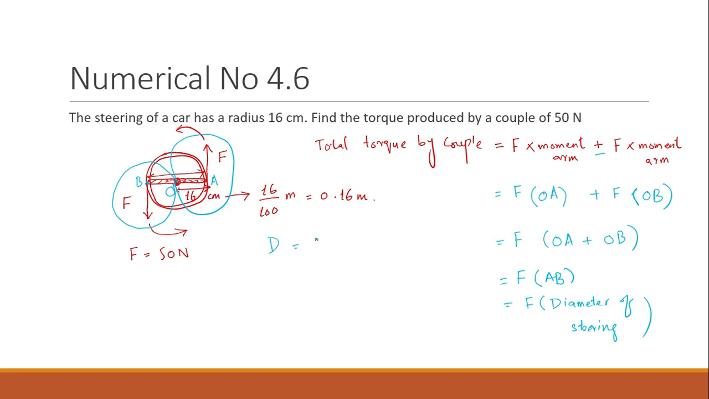Diameter is equal to 2 times the radius, so 2 multiplied by 0.16 meter is 0.32 meters. Now by putting the values here, F is equal to 50 Newton and the diameter of the steering is 0.32 meter. The torque due to the couple is equal to 16 Newton meter.